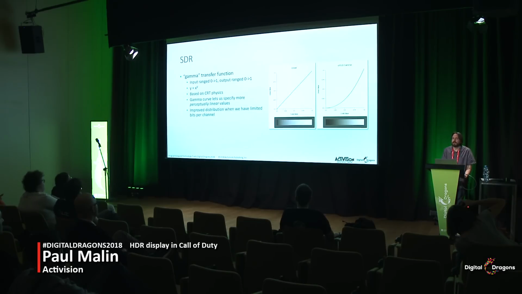SDR uses a gamma-like transfer function, i.e. a value raised to a power. Historically, this came about from CRT physics. A gamma curve lets us specify more perceptually linear values. The gradient below the diagram on the left is increasing linearly, but the one on the right, using a gamma curve, appears to have a more consistent brightness gradient to our eyes. There are lots of reasons this is useful. For example, if we have a limited number of bits for our signal, we get less banding from quantization if we're using a gamma-based encoding.